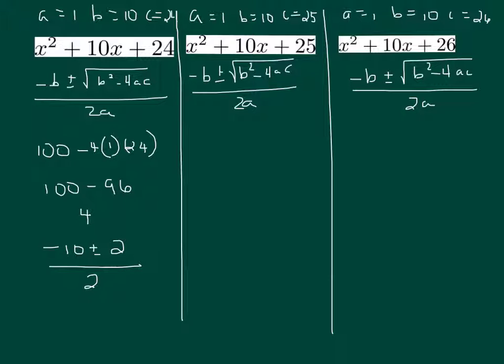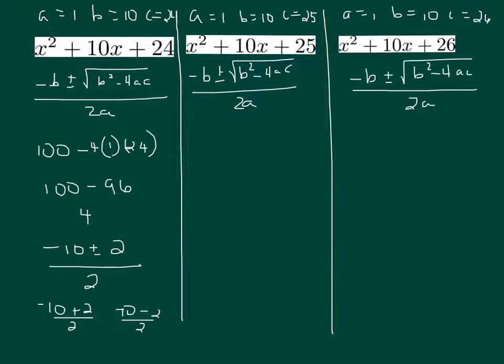Now if I add, that's the same thing as negative 10 plus 2 over 2, and negative 10 minus 2 over 2. And as you can see, this gives me two distinct real numbers. If I add 2 to negative 10, I get negative 8, divided by 2, that's negative 4. If I subtract 2 from negative 10, I get negative 12, divided by 2, that's negative 6. So I get two distinct real numbers, and that all happened because the discriminant is positive.